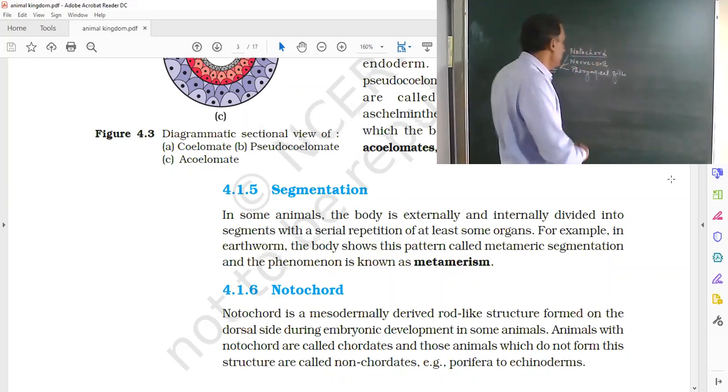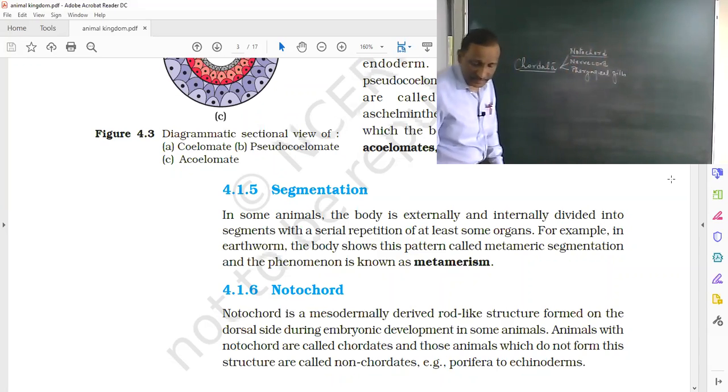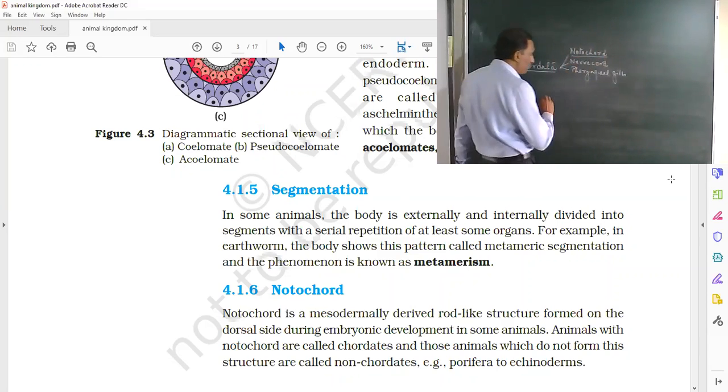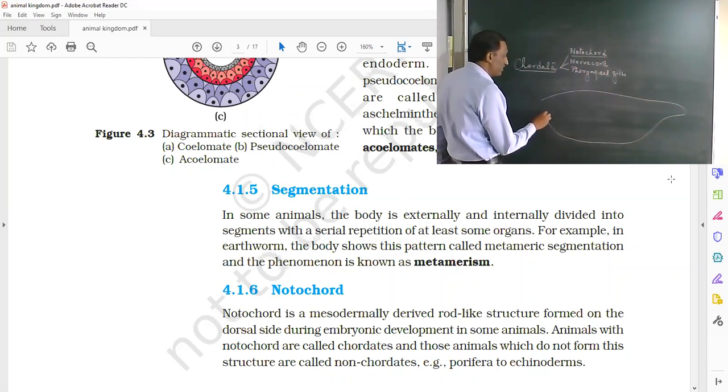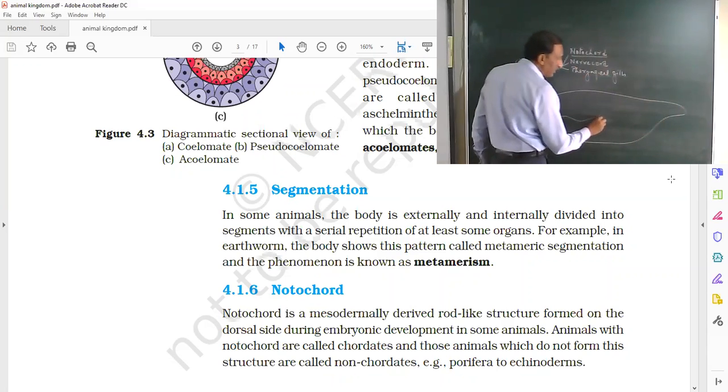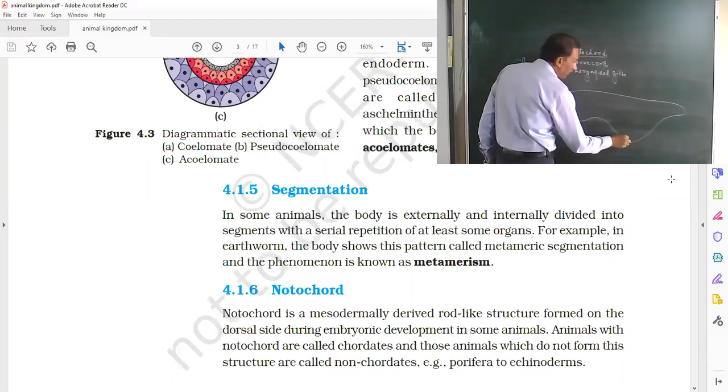Is it clear about the chordates? For understanding, I will draw a typical diagram just for representation. Suppose this is an animal, this is the mouth, and this will end up into an anus here.